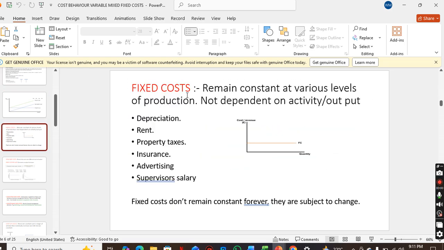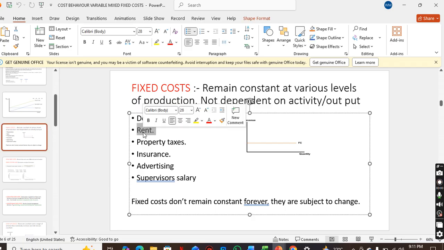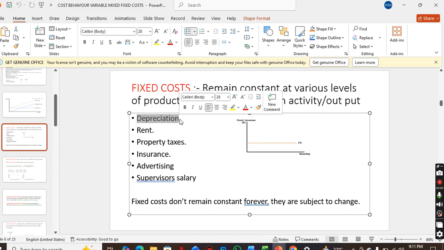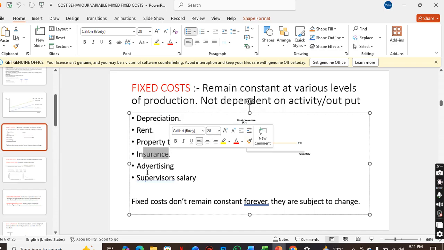Right, so we start with our fixed costs. As we can see, we've got a straight line here. Alright, so for example, let's say rent. If the rent of your factory is, let's say, $10,000, and though you produce 2,000 units, 1,000 units, 4,000 units, that rent is still going to stay the same. Okay, even depreciation, if you're using the straight line method, depreciation is going to still stay the same. Depreciation, the loss in value of assets. You've got property taxes, insurance, advertising, and supervisors' salaries.